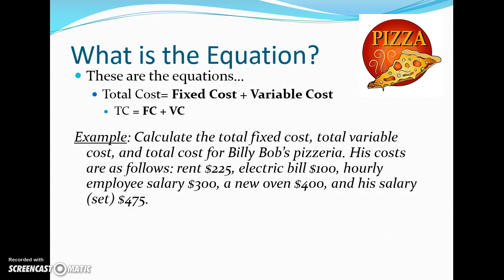So example, calculate the total fixed cost, total variable cost, and the total cost for Billy Bob's Pizzeria. His costs are as follows. Rent is $225. Electric bill is $100. Hourly employee salary is $300. A new oven is $400. And his salary is $475. Set.